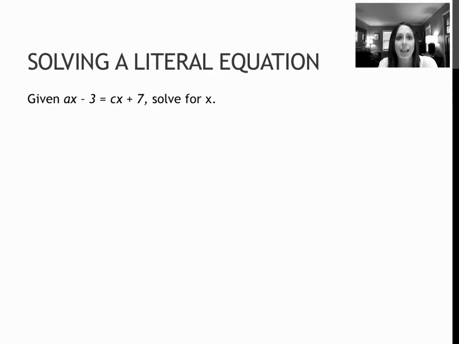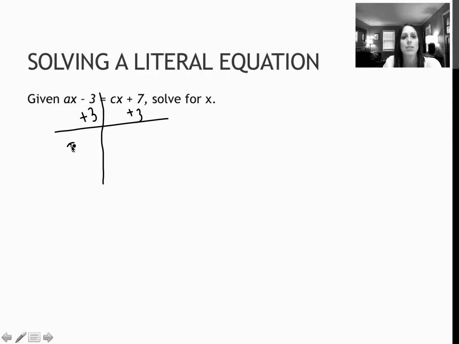I have ax minus 3 equals cx plus 7. This is a little bit more complicated. I'm trying to get x by itself. So the first thing I'm going to do is I'm going to get all of those x's to one side. So see how I have an x on the left side of my wall and an x on the right side? I don't like that. So I'm going to get this plus 3. I'm going to get the 3 to the right side.